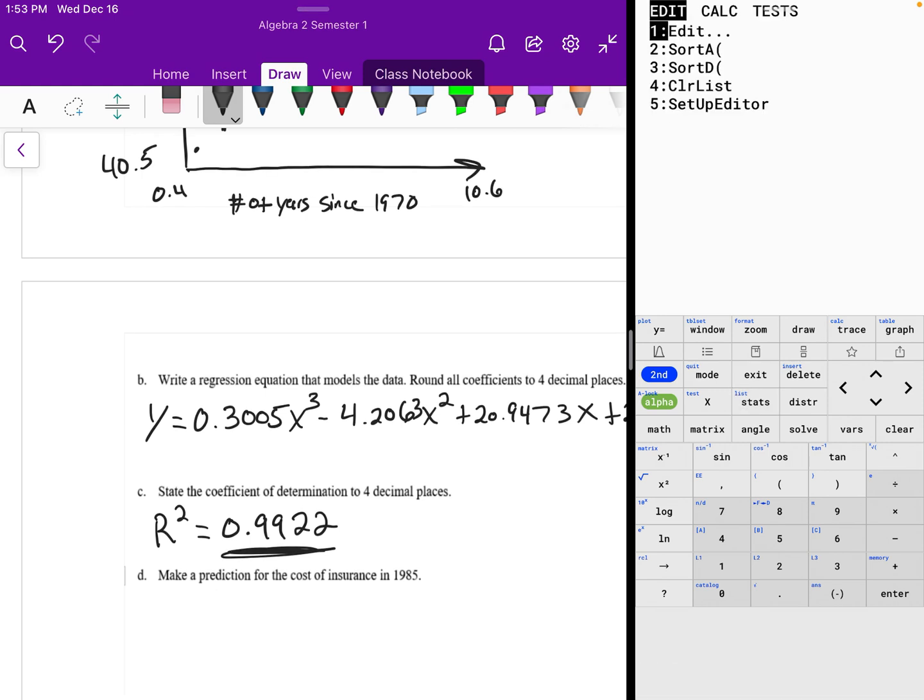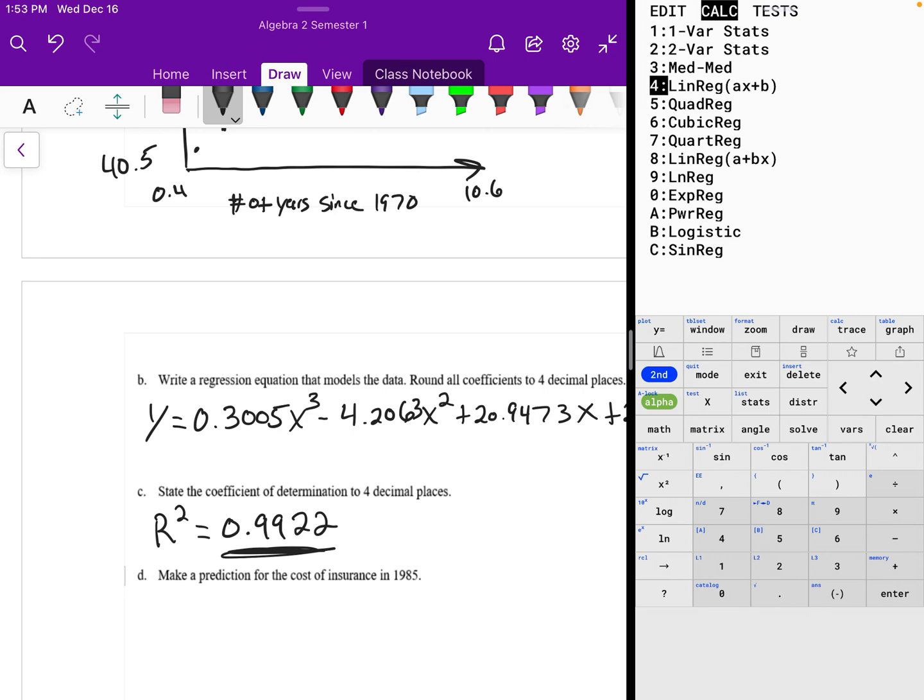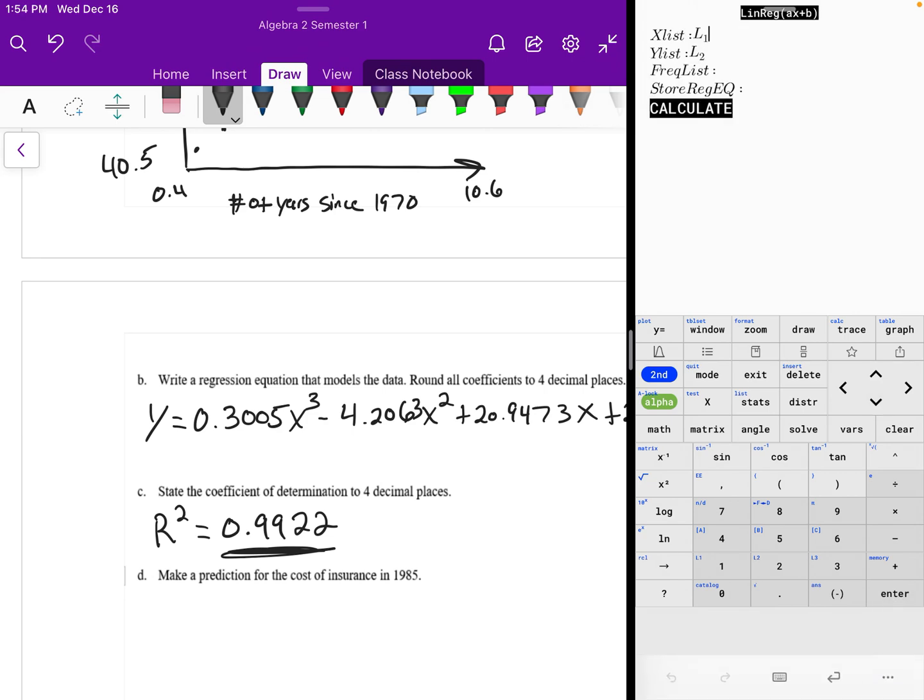But still, let's just double check and let's run that linear regression. Now with linear regressions, you're looking at the correlation coefficient, which is the r, which is 0.919, which is not as strong as the 0.9922. So right there it tells us that we ran the right regression to start with, the cubic regression.